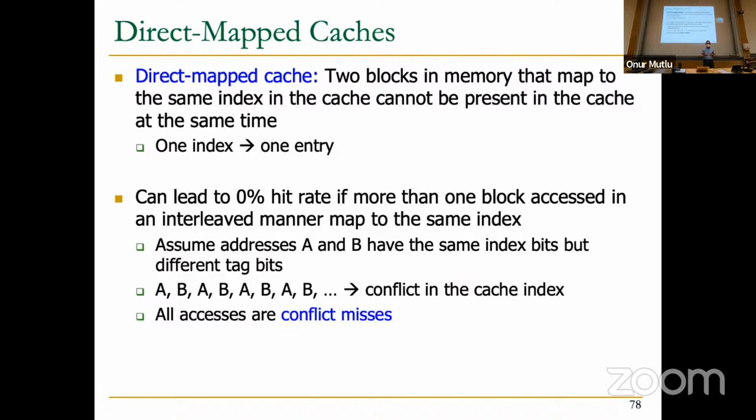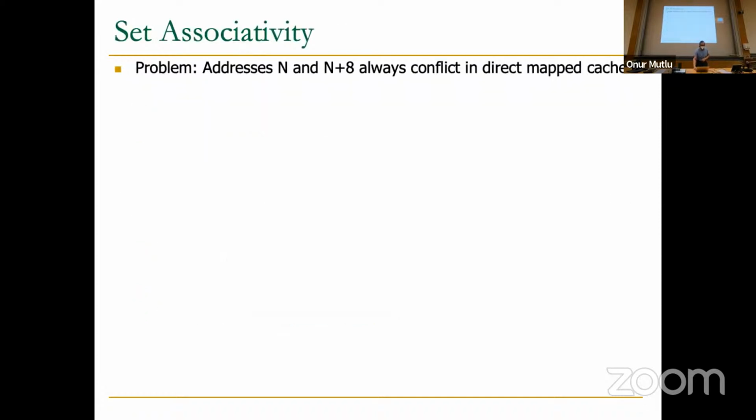Because this is a problem with 2 blocks. What if your access pattern is ABC, ABC, ABC, ABC? What is it? ABCD, ABCD, ABCD, ABCD, ABCD. You're back to square one almost, even if you do what I just said, basically. Okay, so that brings us to set associativity, right?